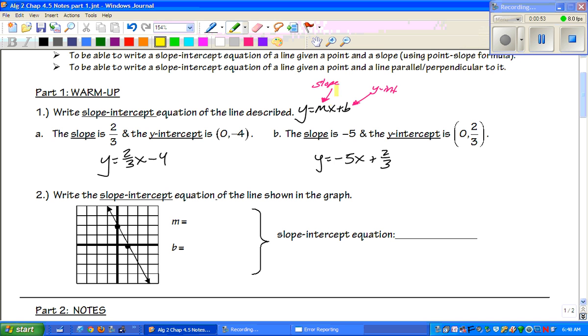Okay, so there are the answers for 1 and 2. Remember that m is your slope, so wherever you see the slope, put it where it goes, and then the y-intercept, which is b, is where b goes. Now for number 2, remember that you have to count the slope yourself. It's going down 1 over 1. And the y-intercept is the point (0, 2). And once we have all that, we can write our equation y equals negative 2x plus 2.